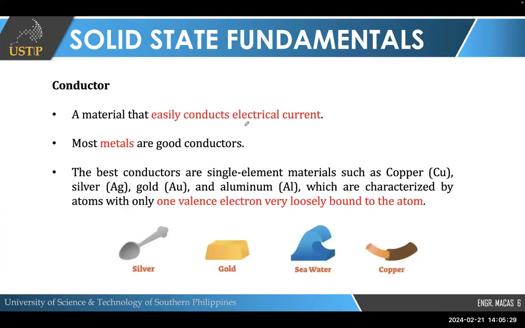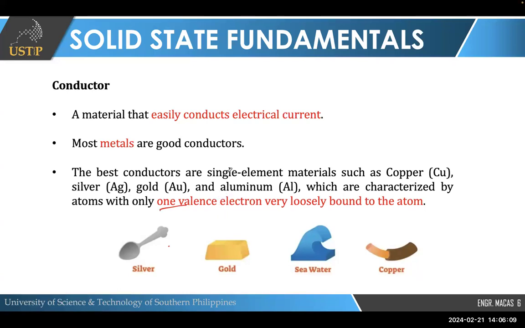A conductor is a material that easily conducts electrical current and most metals are good conductors. The best conductors are single element materials such as copper, silver, gold, and aluminum, which are characterized by atoms with only one valence electron very loosely bound to the atom. So silver, gold, seawater, and copper are examples of good conductors. Okay, so take note of its important characteristic, in terms of the number of valence electrons of the atom. It has one valence electron.